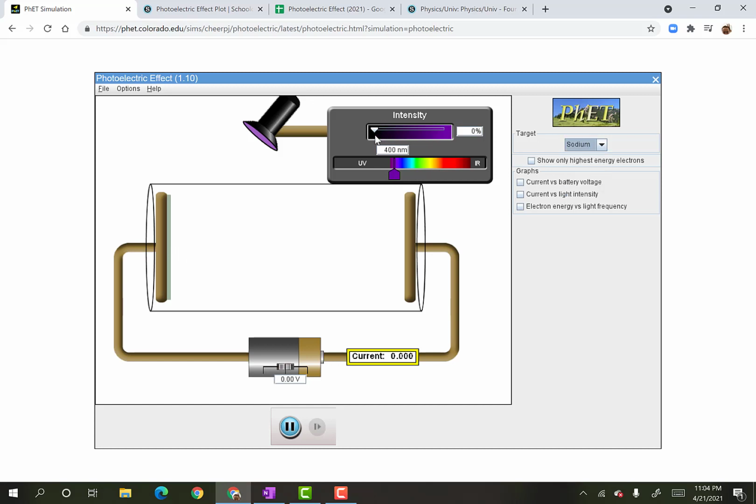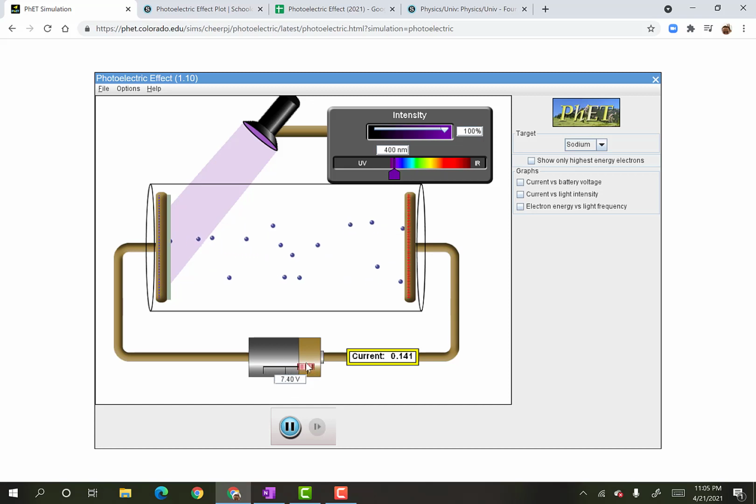But you can see that you can increase the intensity, and you see the electrons shooting out right here, and I can detect a current there as well. So that's telling me that there are electrons being shot out of the plate. That's what the current is telling me. But you can see this battery here is saying 0 volts.